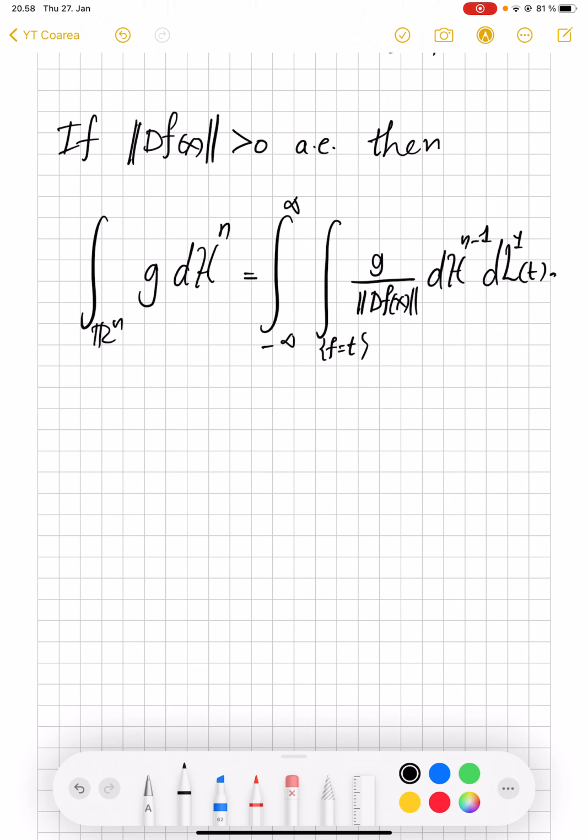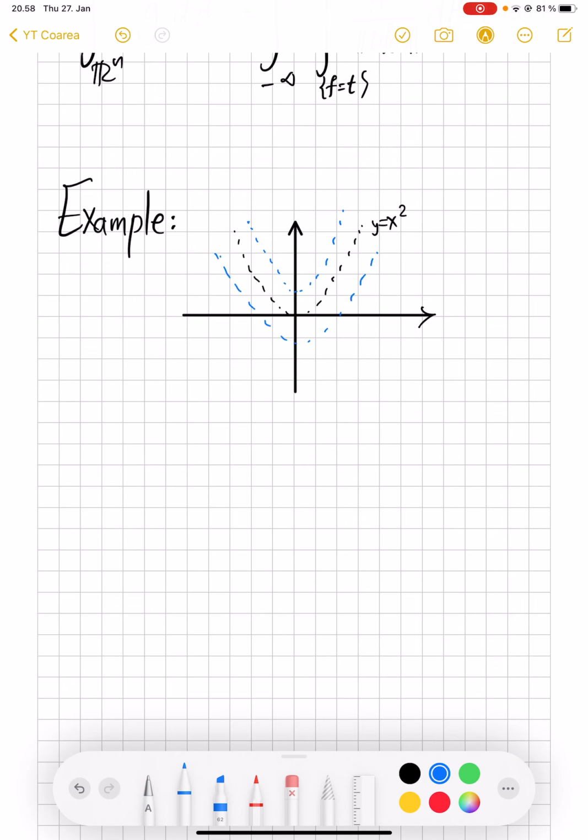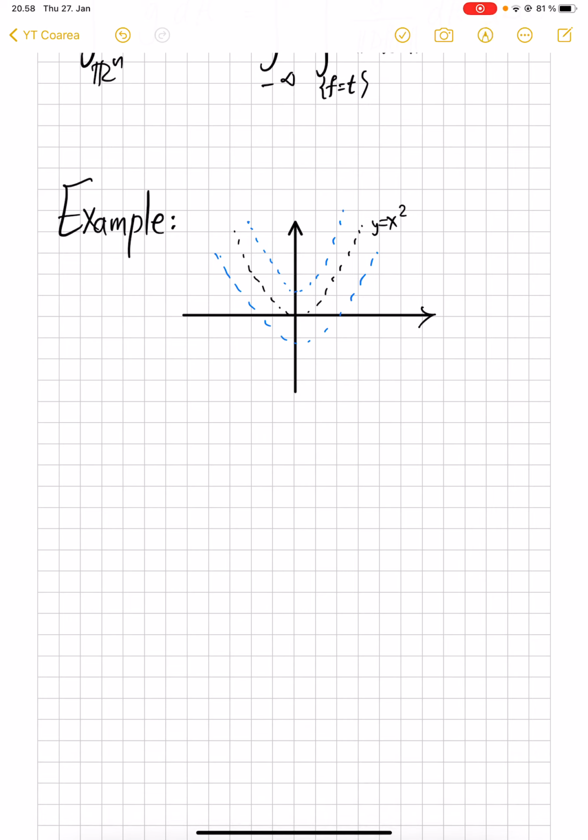So for example, one way of foliating R2 is by starting with y equal x squared and then shifting it up and down, just by adding a constant or subtracting a constant, like this. So R2 is foliated by these parabolas. Can we integrate a function g on R2 by first integrating over these parabolas?